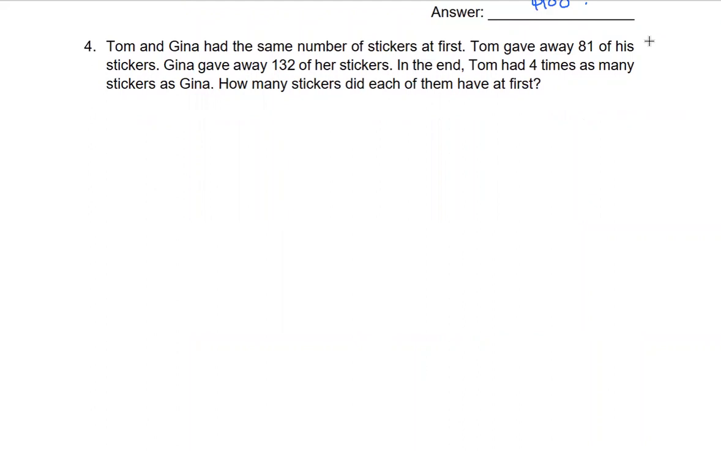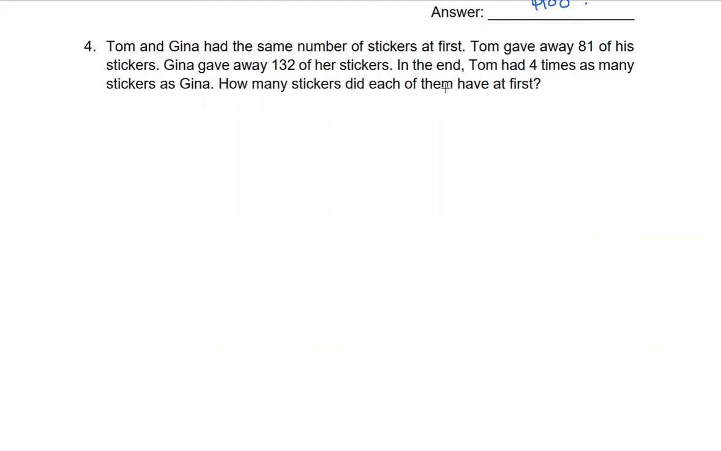Tom and Gina had the same number of stickers at first. Tom gave away 81 of his stickers. Gina gave away 132 of her stickers. In the end, Tom had 4 times as many stickers as Gina. How many stickers did each of them have at first?